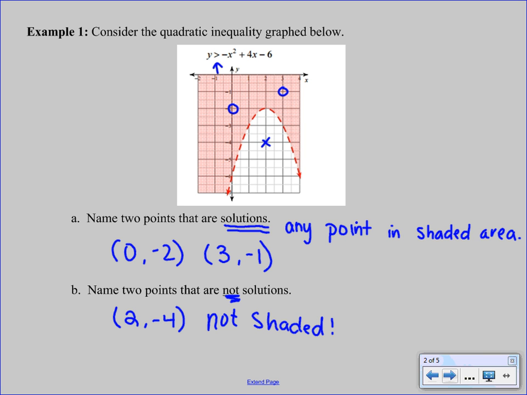The fact that our parabola is dashed means that none of the points on the curve are considered solutions either. So if you look at where I said the vertex was at (2, -2), that is not a solution. And the reason it is not a solution is because it is a dashed parabola. Now on the flip side of that, if we had a solid parabola, then all of the points would be considered solutions. So they're put together with that shaded region.